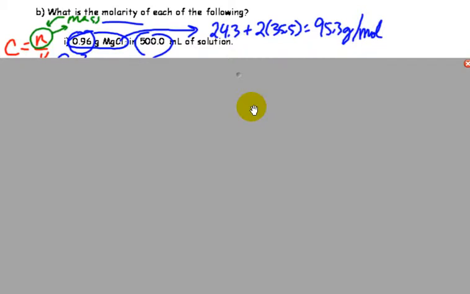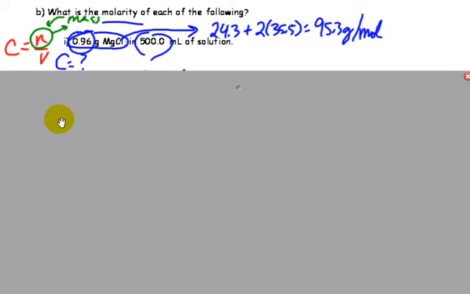Next, what's the molarity of each of these? This time it's 0.96 grams of magnesium chloride in 500 mL of solution. So yes, we have to change that to liters. And oh yes, we have this in mass. It's in grams. That solute needs to be converted into moles.